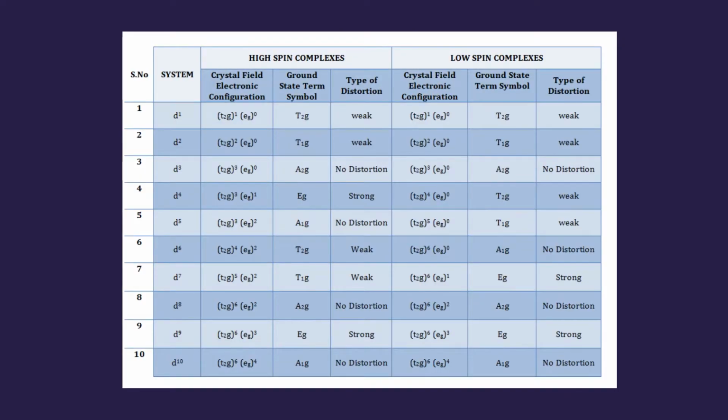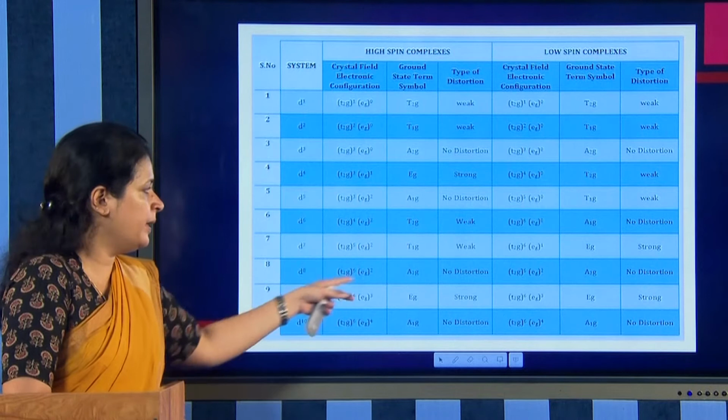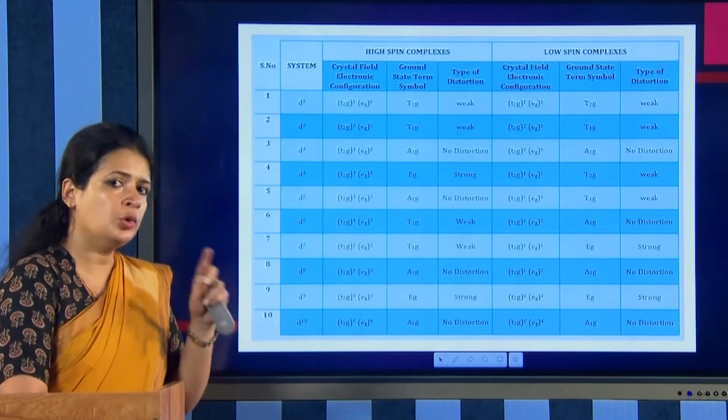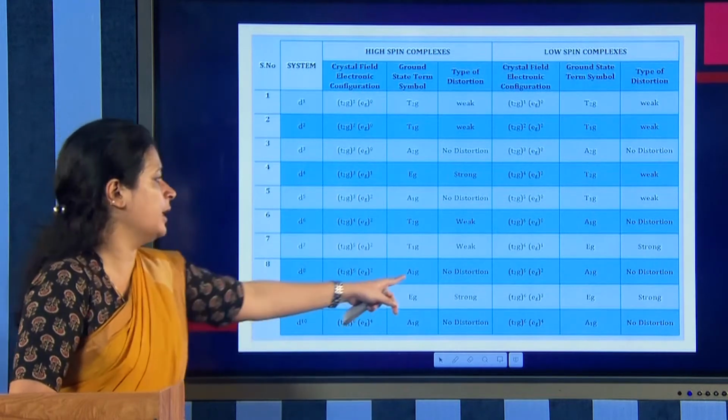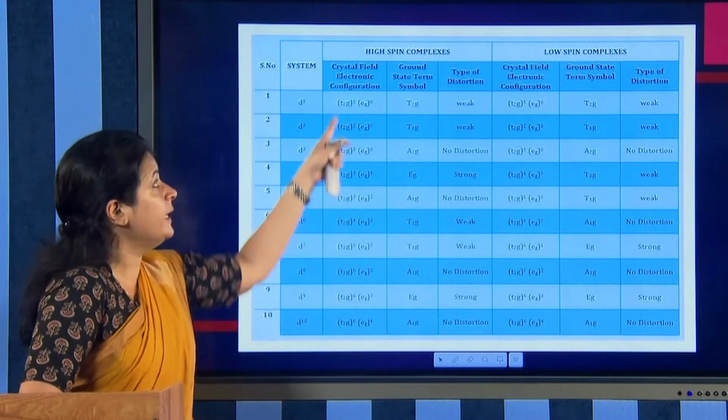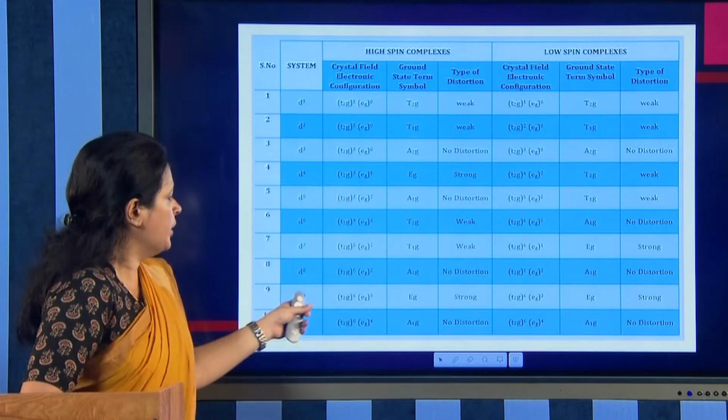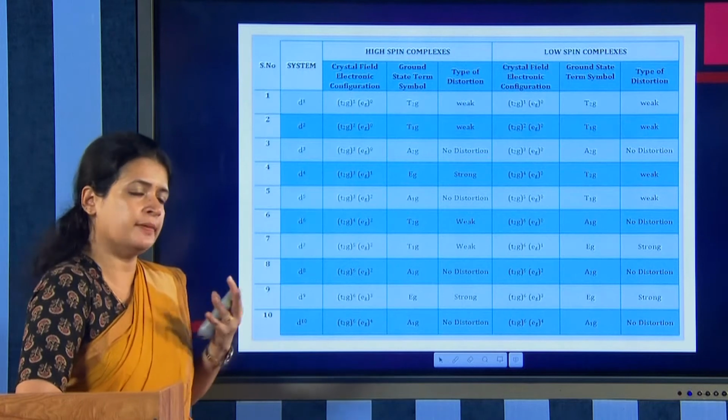And now moving to the d8 system. D8 means after the 7th occupancy, the 8th electron does not have any option of choosing. So, there cannot be any distortion because the 8th electron should occupy the t2g orbital only. There is no option for that 8th electron, that is why no distortion is there in the d8 high spin complex. And now moving to the d9 complex, the situation is very much different.